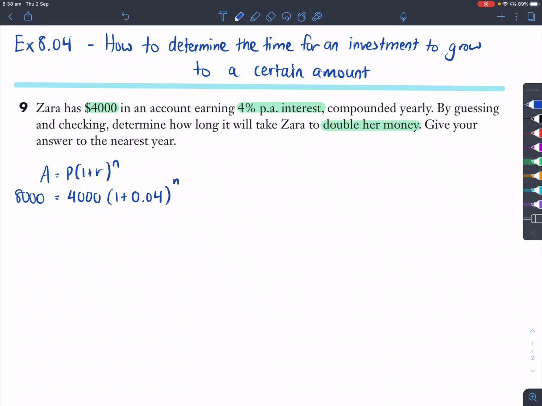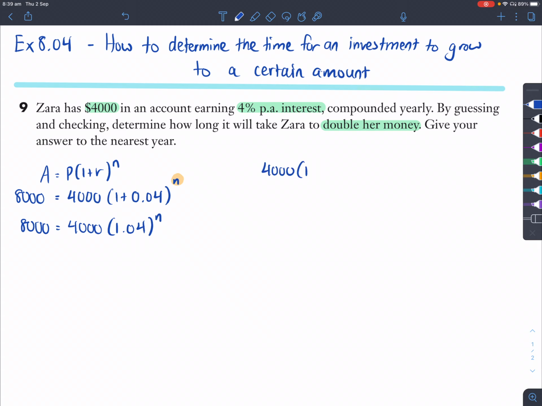So what we've got to do here is use the guess and check method and figure out what the value of n is. But first of all, I'm just going to simplify what's in that bracket. So 1 plus 0.04 gives us 1.04. And I'm going to start by guessing how many years it would take.